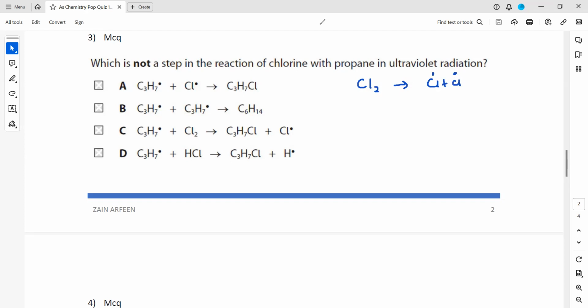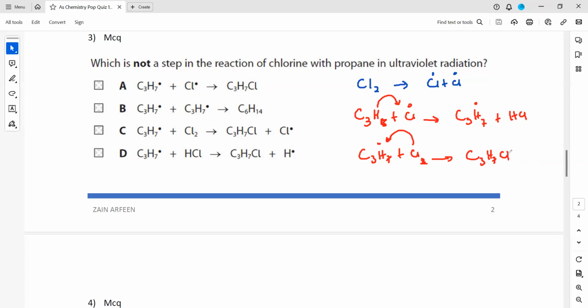Then we have propagation. What happens in propagation? If we have propane, C3H8, reacting with a chlorine radical, hydrogen will form a bond. It will become C3H7 radical plus HCl. And this C3H7 radical reacts with another chlorine molecule, and one of the chlorine atoms will form a bond with the radical, so it will form C3H7Cl plus a chlorine radical. This is a propagation step.